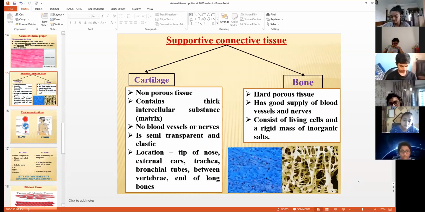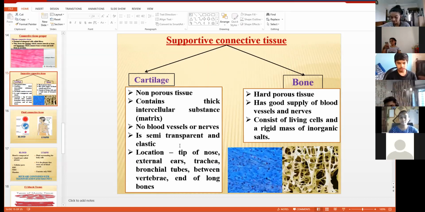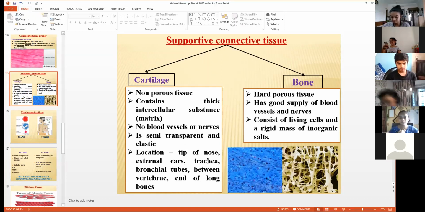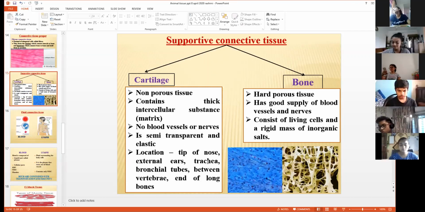Ma'am, what is the function of a cartilage? Now, students, cartilage will help in giving the structure, like the tip of the nose. It is giving the structure to the external ears. Even in the trachea, students, there is cartilage. Because of this cartilage, the trachea can remain distended. What do you mean by distended? It can stand like how it is. If there were no cartilage, the trachea would collapse.